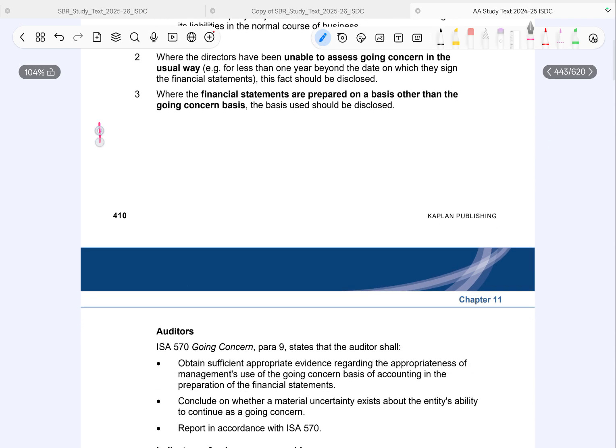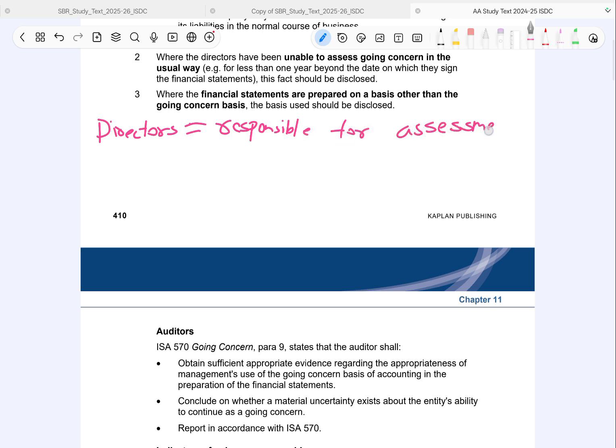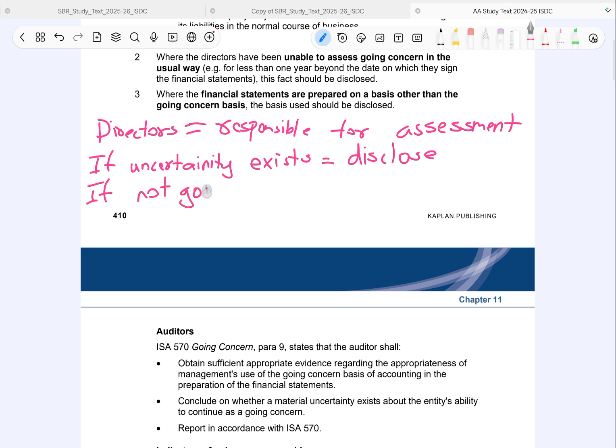So I'll just write it down so it becomes clear. Directors are responsible for the assessment. Remember, it's not the auditor's responsibility. If uncertainty exists, you need to disclose it. And if not going concern basis, it's easy. You need to disclose that as well.